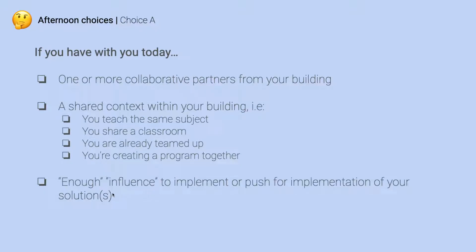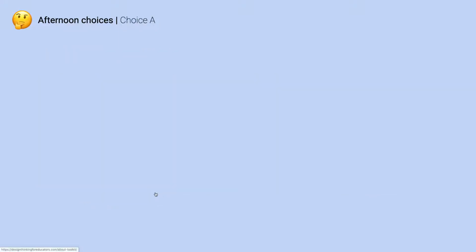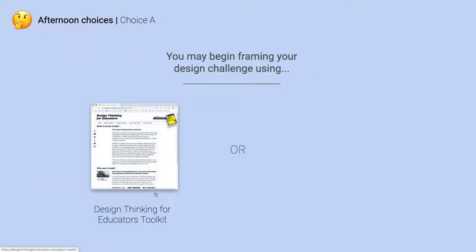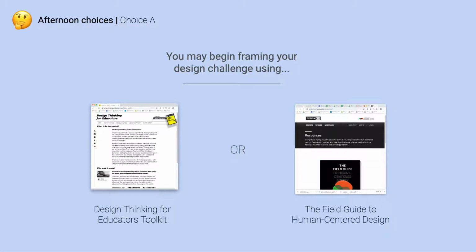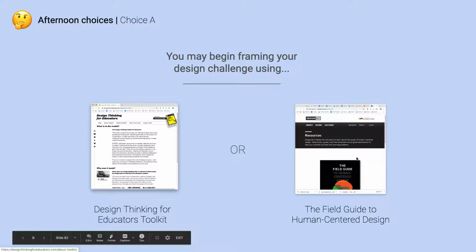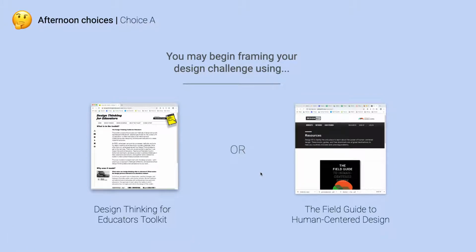And then you have, I don't know how to do this grammatically correctly, so I think it's silly. I'm going to keep it. Enough, air quotes, influence, air quotes, to implement or push for implementation of your solution. So this option is you're going to basically get to go frame your design challenge using one or the other set of resources. They're both guides that are designed to help you walk through an entire design thinking process like we did this morning with the wallet challenge, but in your context for a problem you're invested in.